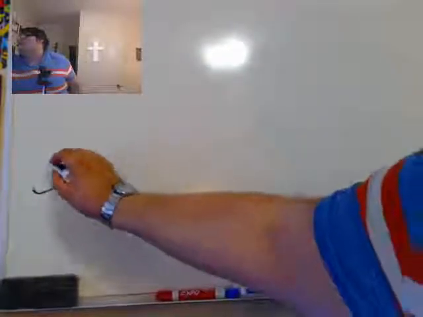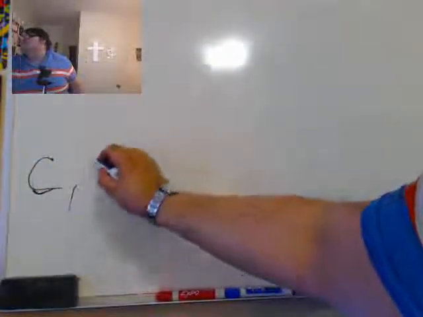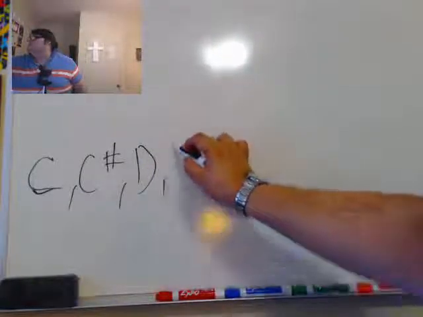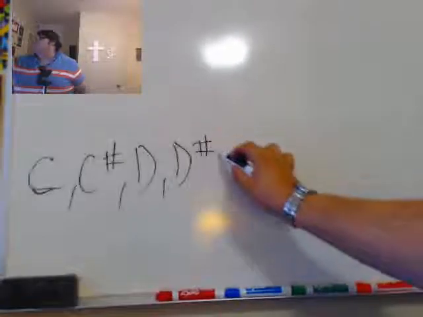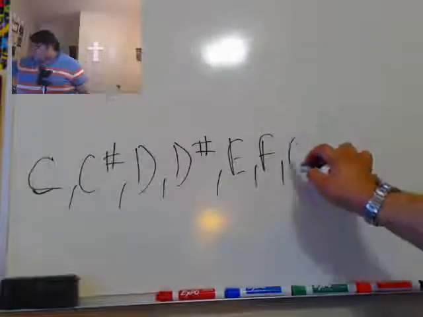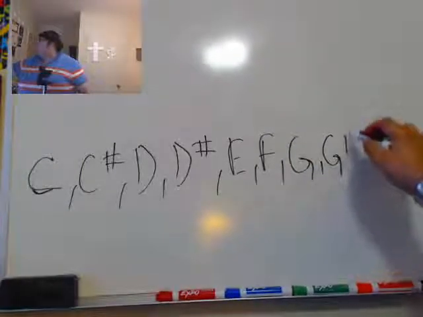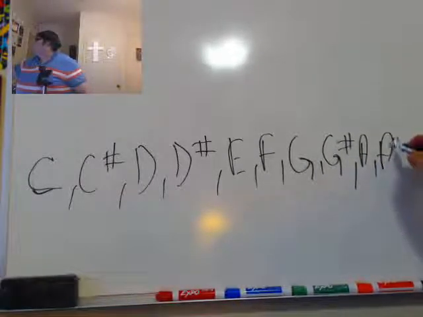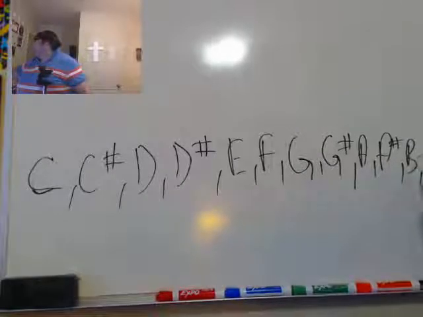And I think my name is actually upside down. So, chromatic scale is as follows. C, C sharp, D, D sharp, E, F, G, G sharp, A, A sharp, B, and C.